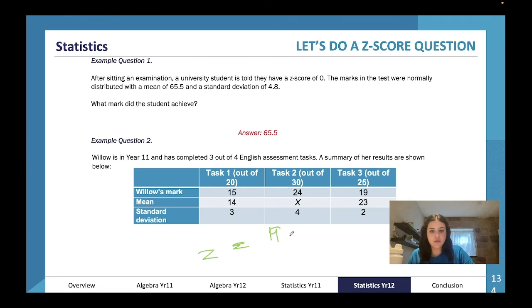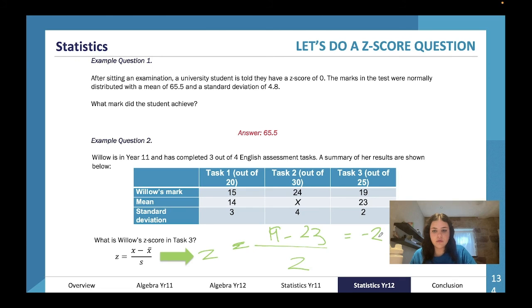times, oh, I'm forgetting my formula, hang on. 19 minus the mean, which was 23, over the standard deviation, 2. So we go 19 minus 23 over 2, and we get a Z score of -2.